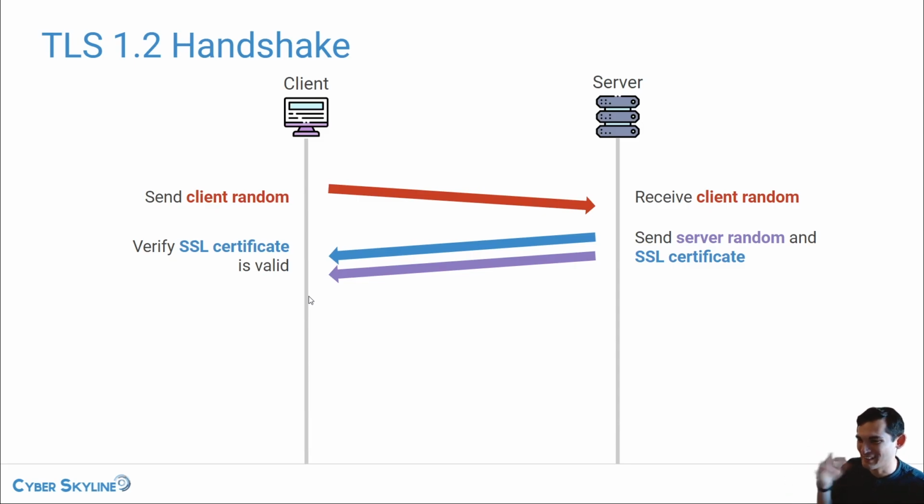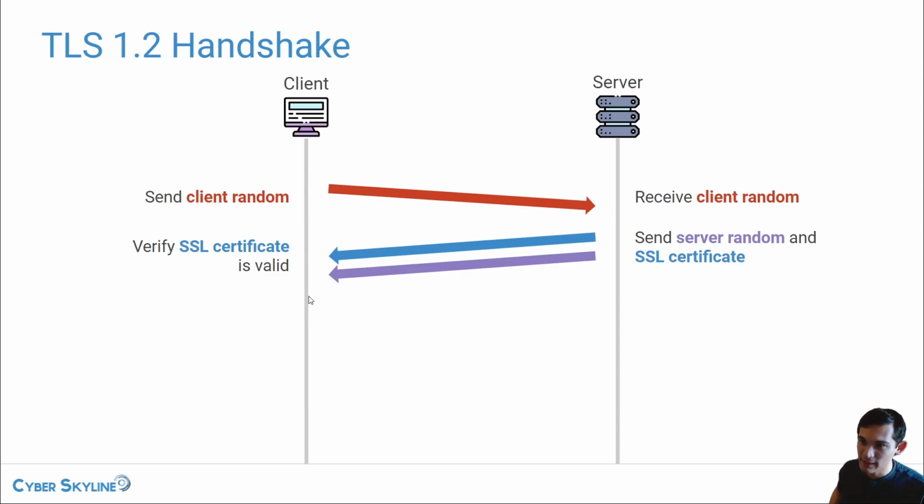In theory, it could be intercepted and an adversary might send something that is not the correct certificate, or maybe there's a misconfiguration. But in normal usage, that SSL certificate is going to contain the public key for the domain that is being requested. Now the client is going to get both the server random and the SSL certificate, and it needs to verify that the certificate is valid.